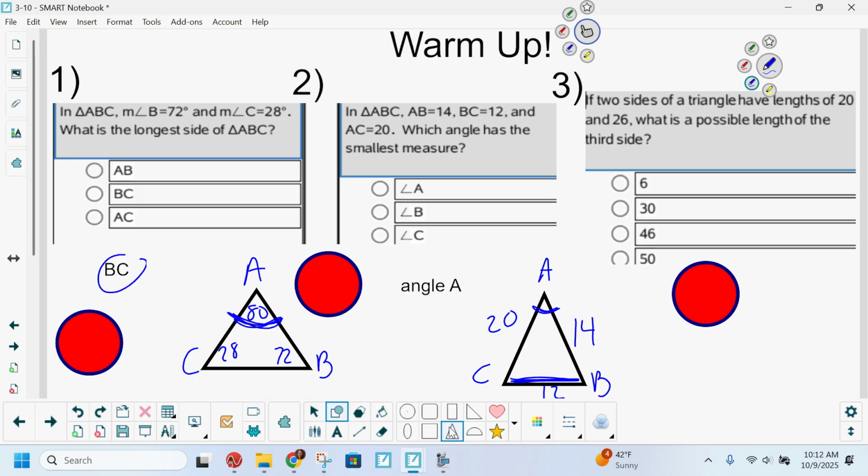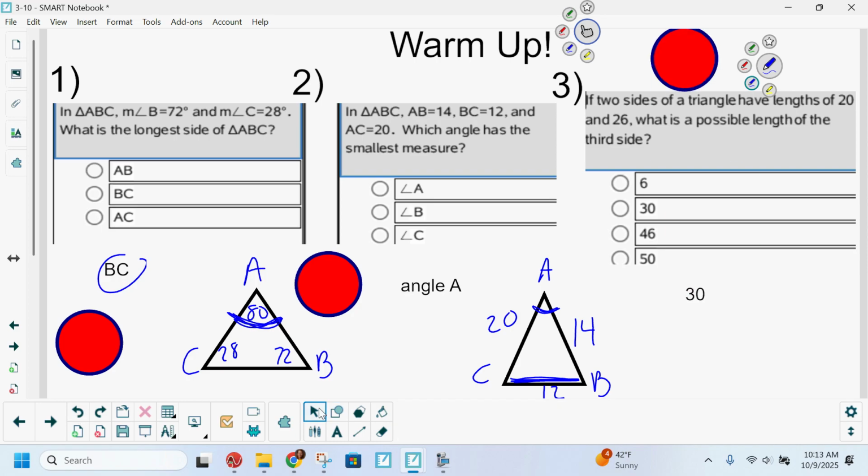And then 3, if two sides of a triangle have lengths of 20 and 26, what is the possible length of the third side? So my solution here is 30. And remember, the two smallest sides have to add up to be more than the third side. So if I take 20 plus 26, that gives me 46. So that's why it can't be this one. It definitely can't be this one. Well, why doesn't 6 work? Well, if I take 20 and add it to 6, those being the smallest two, that would equal 26. And it's got to be bigger than that third side. So that one won't work at all. So it's got to be 30.